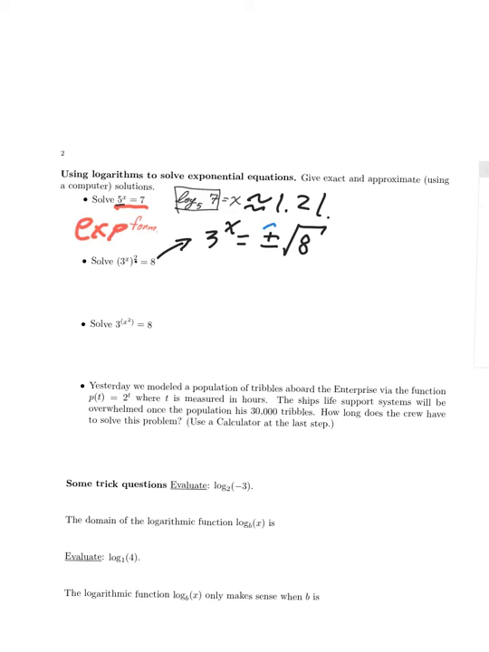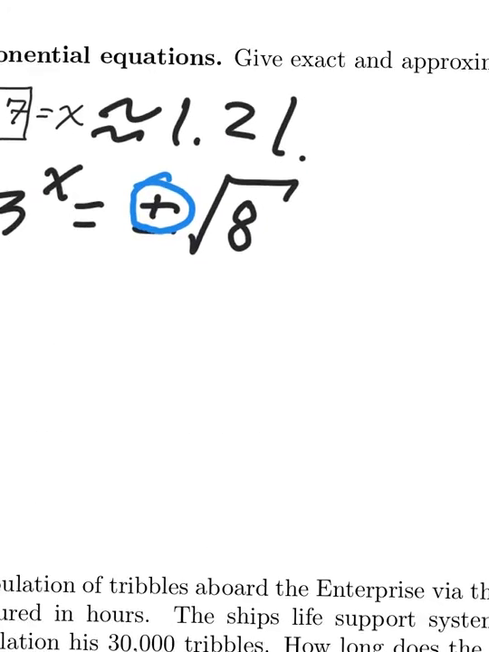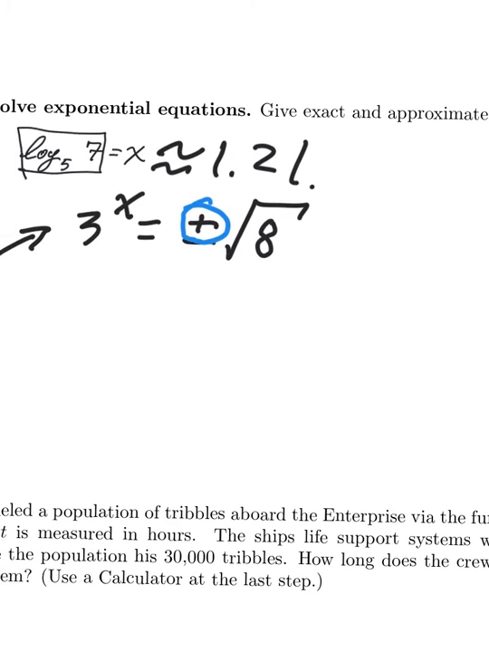So the negative choice is not valid. The only option I have is the plus. So it looked like there were two equations, but there's really only one. And now, check that out. That's an equation that is in exponential form. I can rewrite that as an exponential in log form. X is equal to the log base 3 of the square root of 8. There's one solution technique.